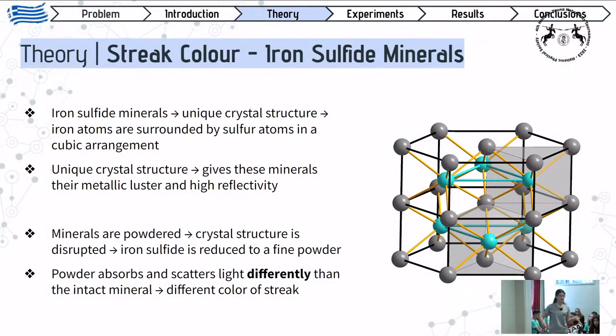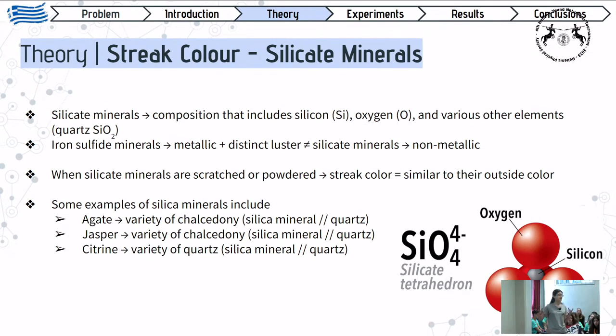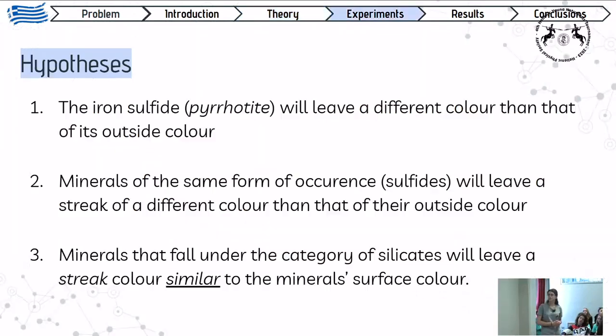However, next slide, please. When it comes to silicates, as I mentioned before, they are non-metallic minerals. They do not have a metallic luster. This is the main difference they have with iron sulfide. They are composed of silicon and oxygen. And when silicate minerals are scratched or powdered, their streak color remains similar to their outside color because, again, they are non-metallic. They do not have that luster. Some examples are agate, jasper, and citrine, which we decided to look more into.